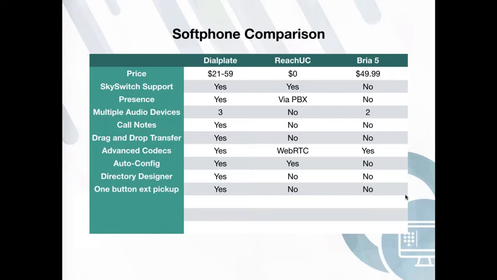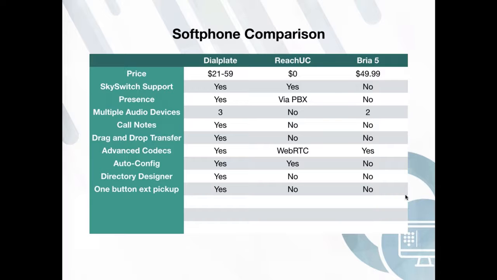So as a soft phone comparison, I said it's very functional. It's fully supported by SkySwitch, full presence. You can have multiple audio devices, so you could have 3 different speaker devices, such as a Bluetooth headset or your actual computer speakers, and 3 different microphone sources. So you can easily switch back and forth in the app to go between each one. Call notes is a very interesting feature, and as I'm going through the app, I'll show you how the call notes work.